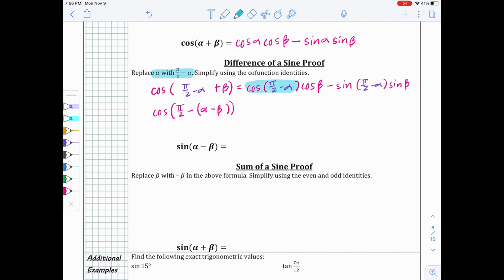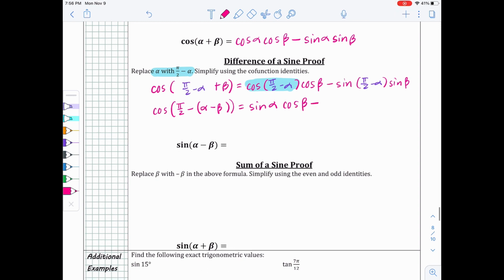Using the cofunction identities, we can see that the cosine of pi over 2 minus alpha is equivalent to the sine of alpha. So we have sine of alpha times cosine of beta in the first term, and then we do the same thing with the sine of pi over 2 minus alpha. Using the cofunctions, that is equivalent to the cosine of alpha. So the second term would be minus cosine alpha sine beta.